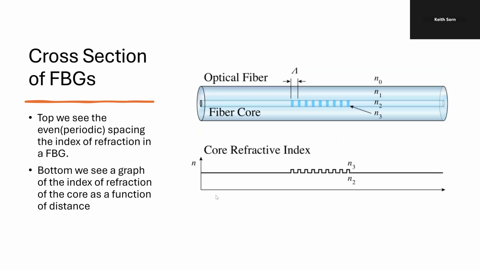This is a cross-section of a fiber Bragg grating. What you should notice is the nice even periodic spacing of the indexes of refraction, where we have the core's index of refraction and then a higher index of refraction. This figure here basically demonstrates the index of refraction as a function of length. So here we start seeing the layers of higher index of refraction.